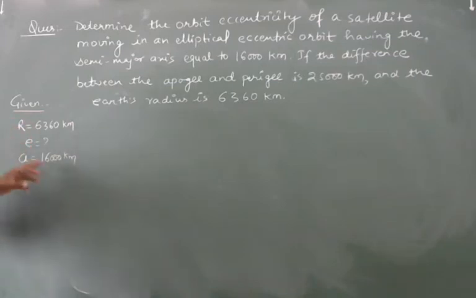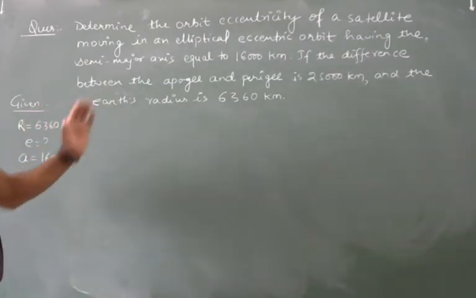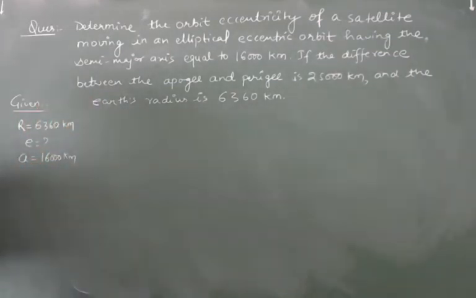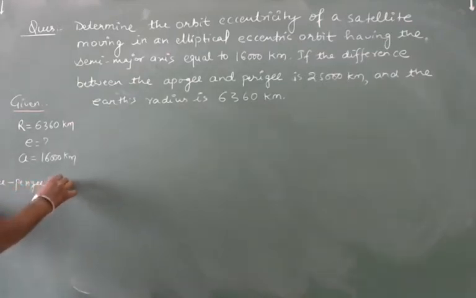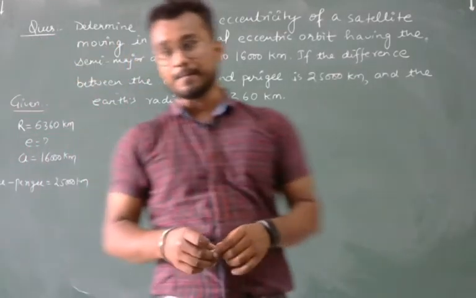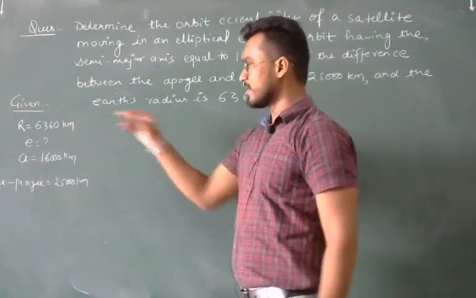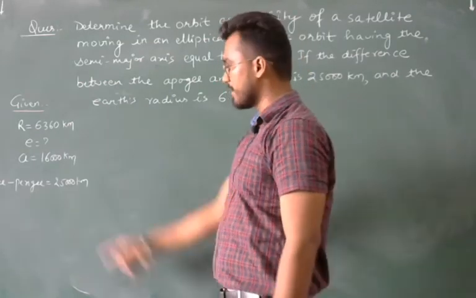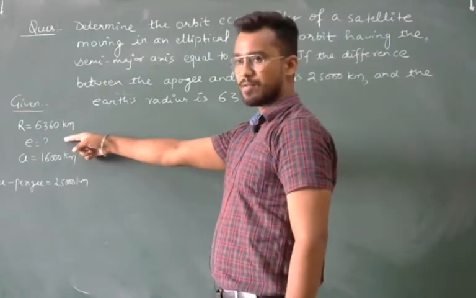R is given, A is given, and the difference between these two, apogee and perigee, is given. That means apogee minus perigee is given as 25,000 kilometer. This is the data being provided to you: R is equal to 636 kilometer. E you have to find out.